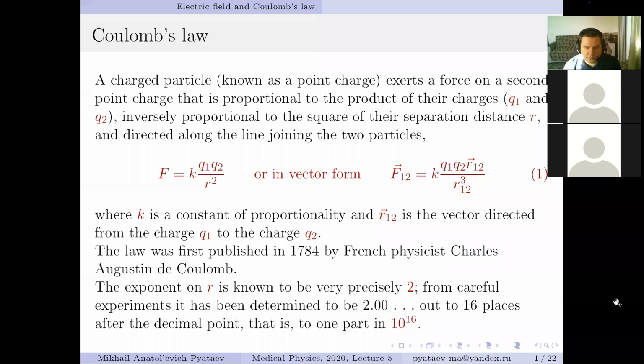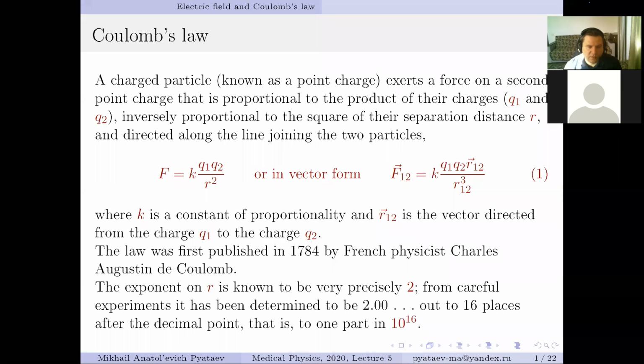It is useful because the vectors of electromagnetic field have the same dimension. In the SI system, this coefficient K is represented in terms of electric constant. We'll probably discuss it later. Anyway, the most important thing in this equation is not coefficient K, of course, it is the dependence of force on distance, on R.